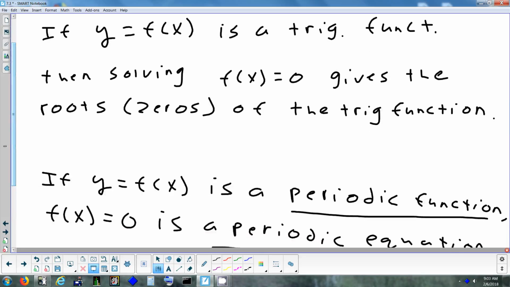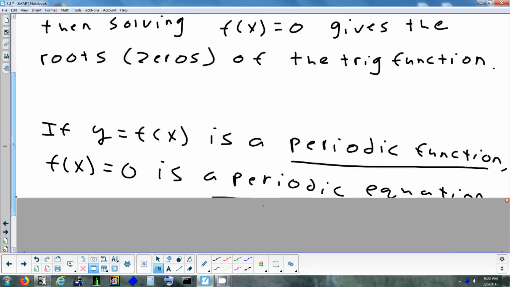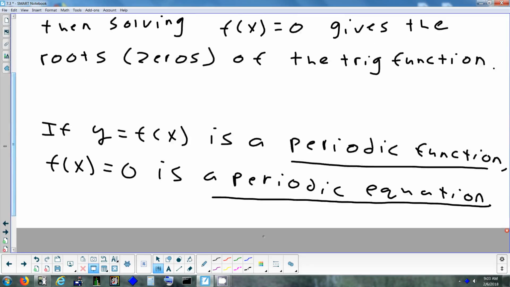So if we have a periodic function, let's say sine, cosine, or tangent. If you had any of those types of things as a function in your equation, then what you're solving is a periodic equation.